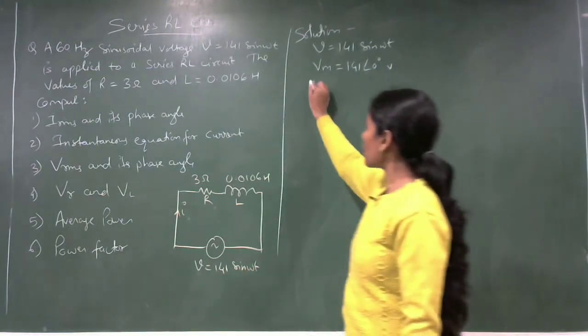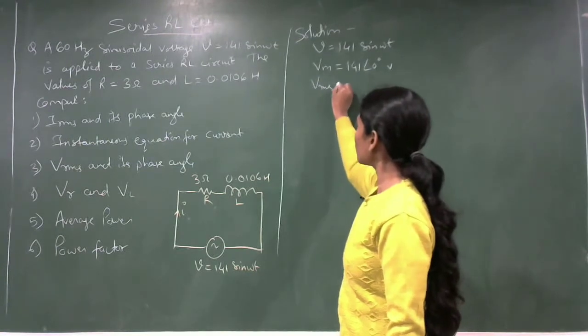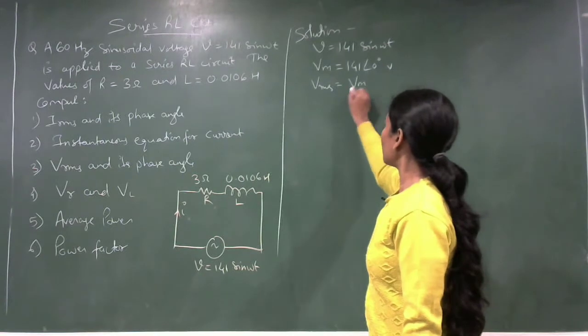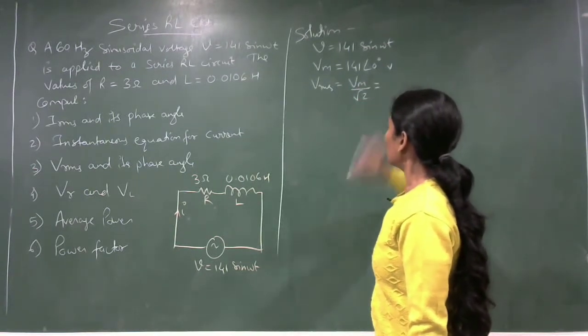Now what will be the RMS value? How can we get the RMS value here? VRMS can be taken as, the formula is Vm by root 2.